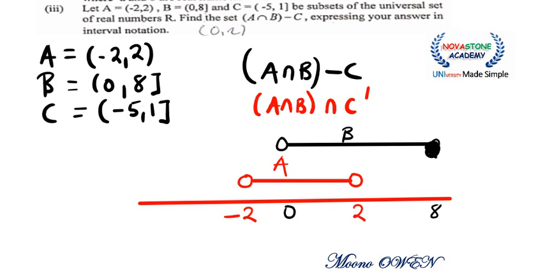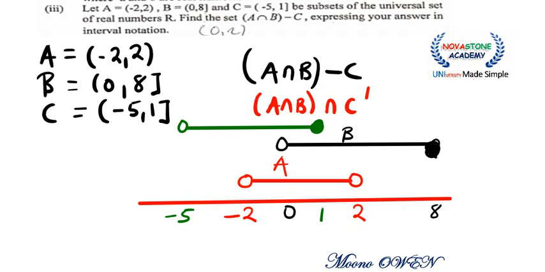Now let me put C. C, we're saying it's from -5 to 1. So if I say my -5 is here, and 1 is somewhere in between 0 and 2, and if we draw it from here to there, that is what we have. Now I'm going to join it like that. Which one is included? We're able to see that 1 is the one that is included, so I'm going to shade where 1 is.